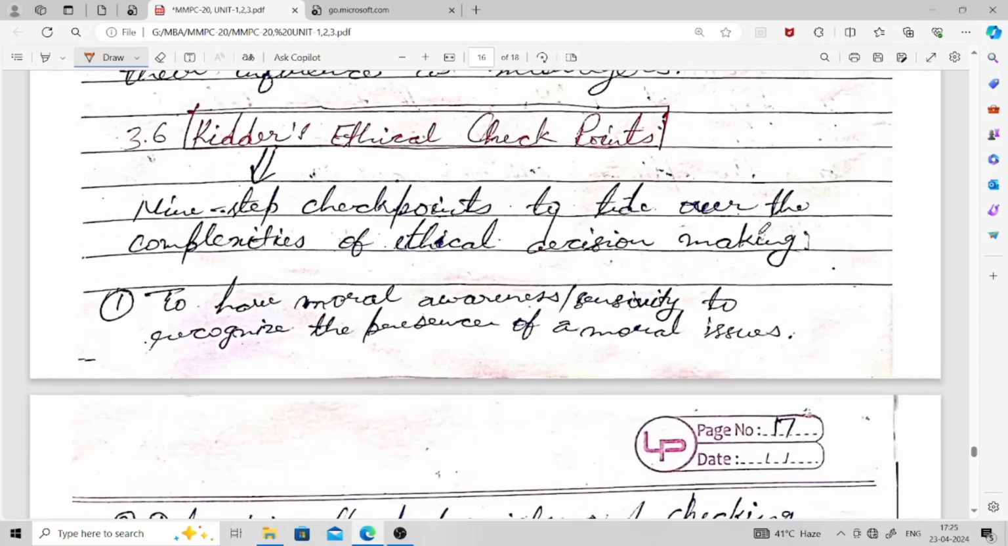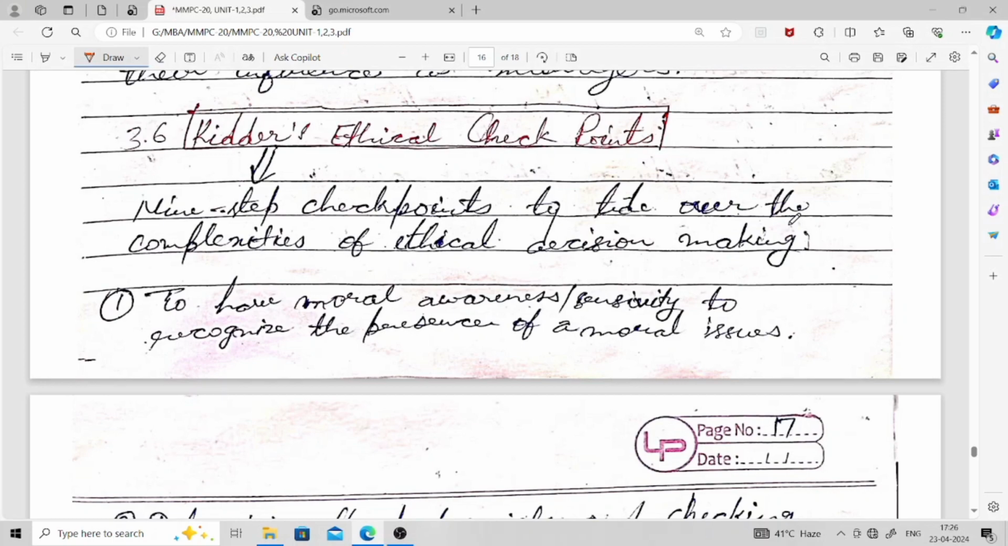Now next given here, Kidder's ethical checkpoints. Nine-step checkpoints have been given by Kidder to tide over the complexities of ethical decision making. So to overcome the complexities of ethical decision making, Kidder gave nine checkpoints. Now let's move on to these checkpoints.